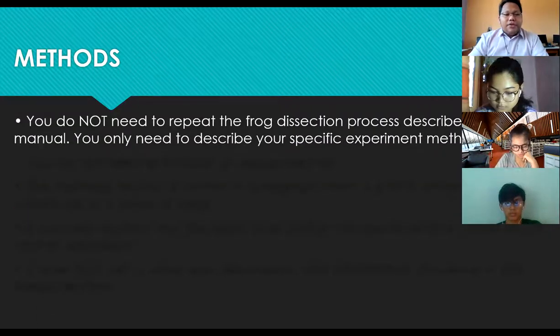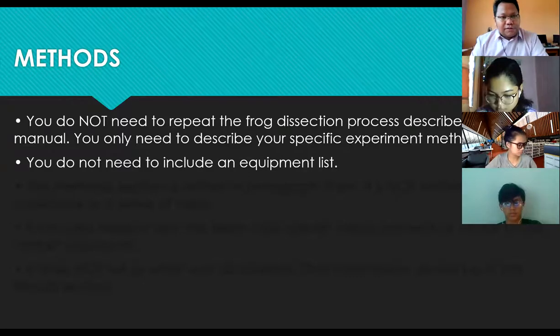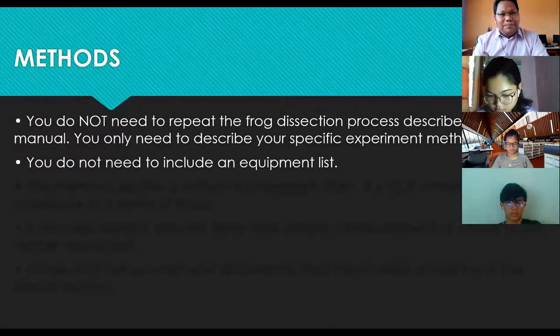In the methods, you just need to describe your specific experiment method. You don't even need to include an equipment list. There's no need to do an enumeration of what were used or what instruments, materials, or tools were used. It just comes out in the description of what has been done. Like for instance, the researcher took one-fourth of the water sample and placed it in a beaker. The measurement reached 20 ml. See? It can be like that.